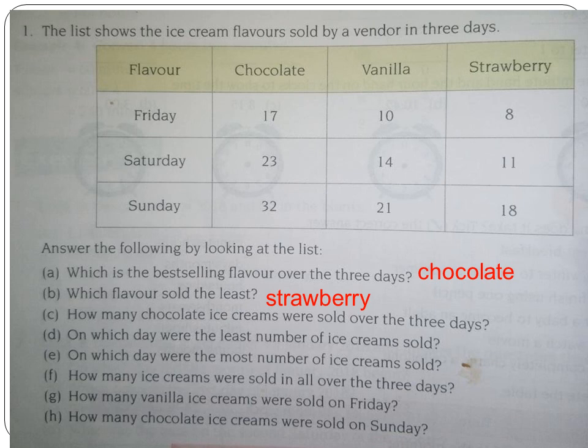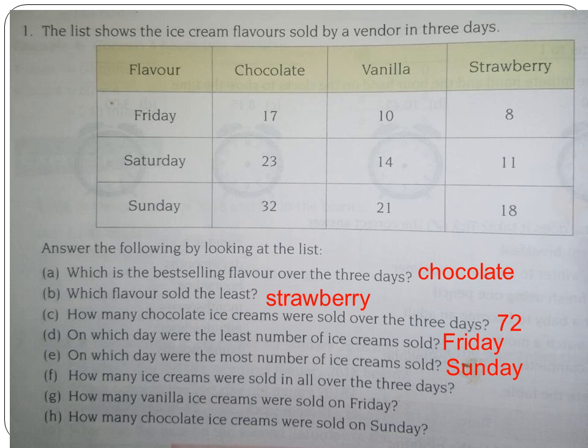Next, how many chocolate ice creams were sold over 3 days? So what you have to do? You have to add 17 plus 23 plus 32. Use the rough column and find the answer. It is 72. Next, on which day were the least number of ice creams sold? It is on Friday. Next, on which day were the most number of ice creams sold? It is on Sunday. Obviously, it is seen from the tabular column.